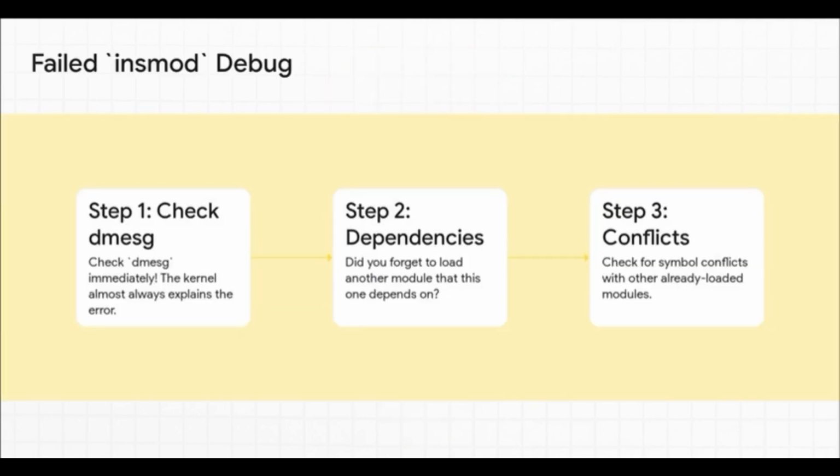Your first move, always, is to check dmesg. The kernel is actually incredibly helpful. When something goes wrong while it's trying to load a module, it will almost always print a really detailed error message to that ring buffer explaining why. Maybe you forgot a dependency. Maybe you have a symbol conflict where a function in your driver has the same name as one already in the kernel. dmesg is where you'll find the answer.